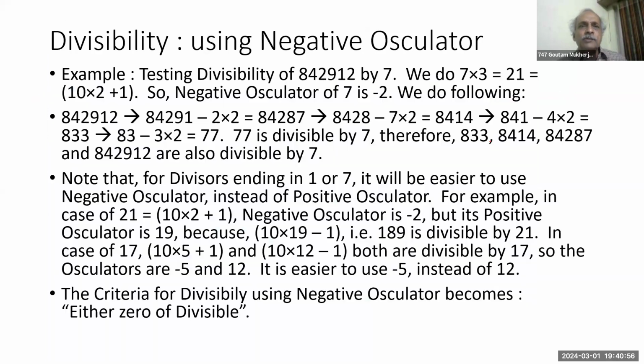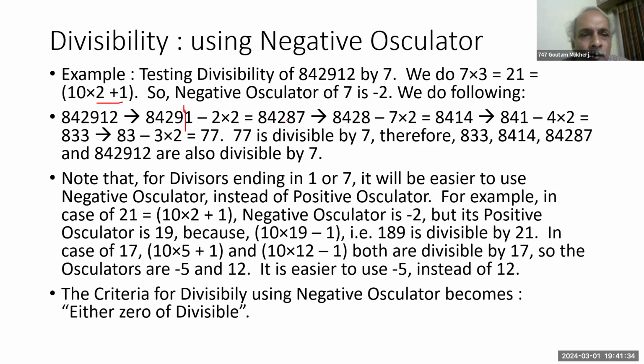Now we come to how to use negative oscillator. Testing divisibility by 7 for this large number. We could have earlier shown how to use it with plus 5, but here we will be doing it with -2. It is easier, because multiplying by 5 is bigger and multiplying by 2 is easier. Moreover, it will reduce faster.